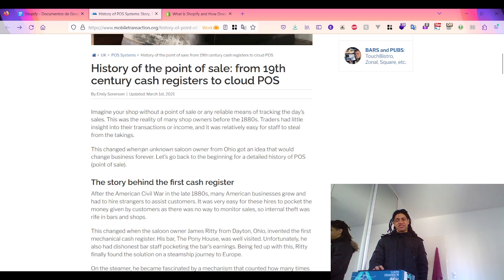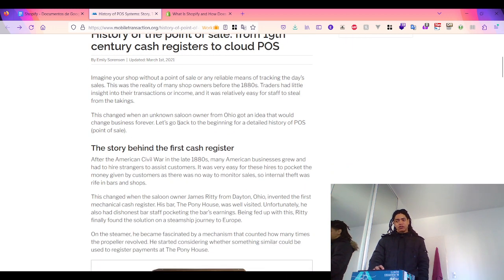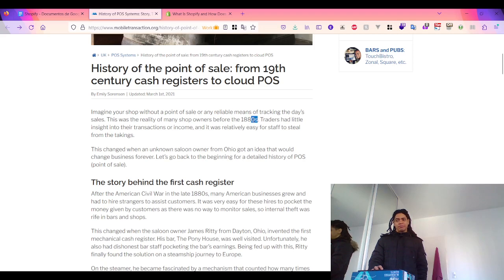Okay, so this chain, when an unknown saloon owner from Ohio got an idea that will change business forever. And let's go back to the beginning for a detailed history of the POS, the point of sale. So this was a reality in the 1880s. What happened in the world in the 1880s?